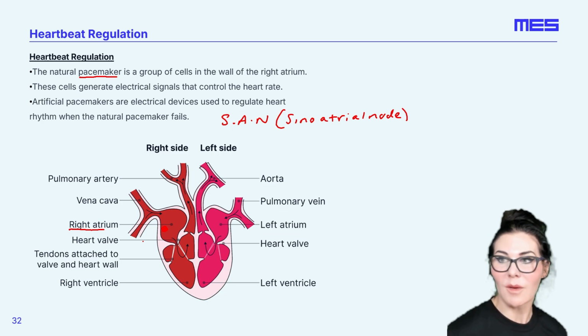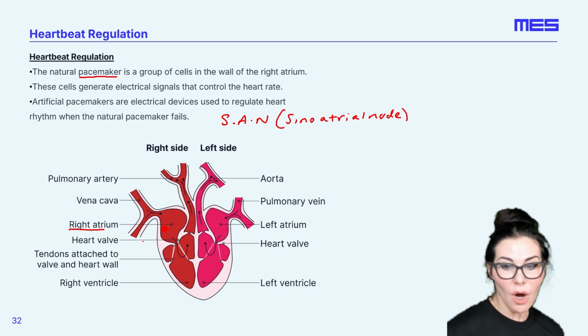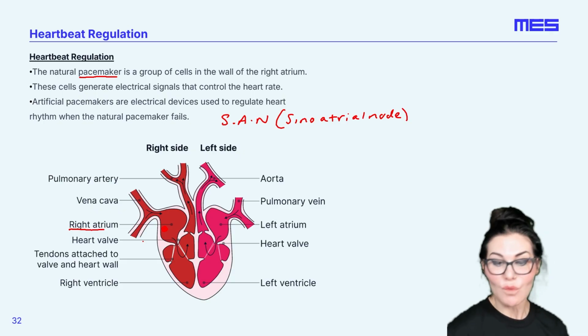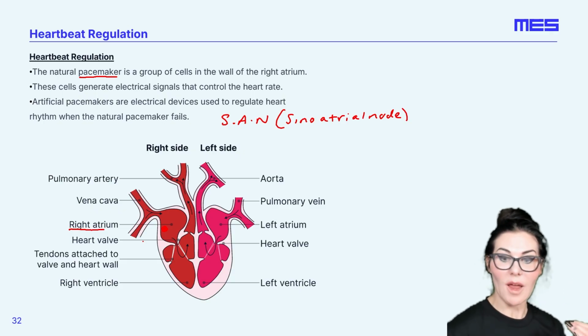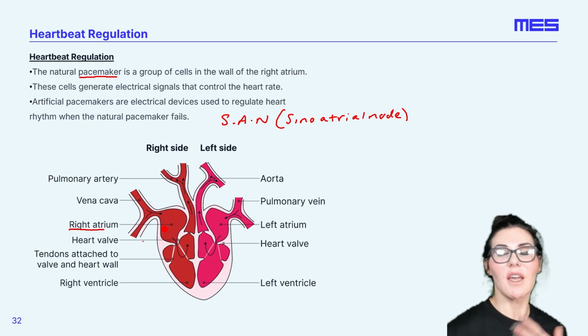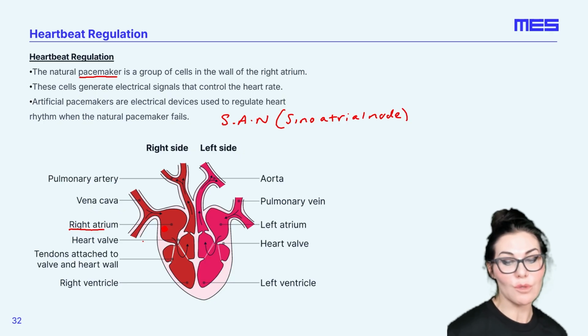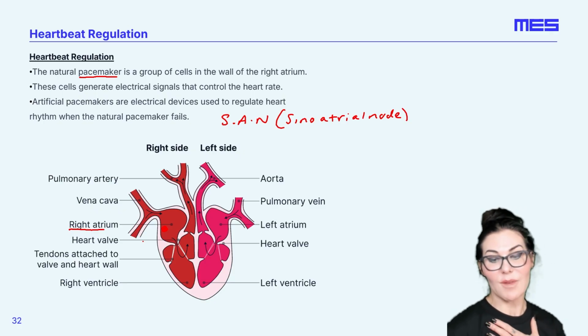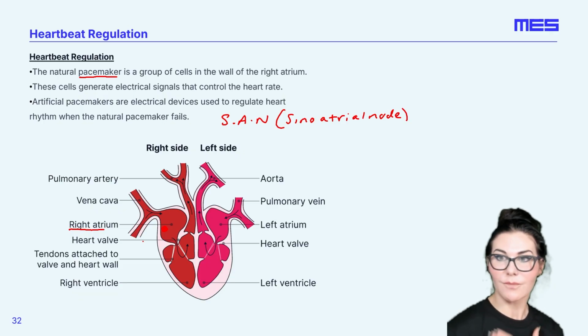Sometimes people's natural pacemakers go wrong. There's a fault in them, and they end up with an irregular heartbeat, too fast, too slow, or one that's just all over the place. And if that happens, then people have to have an artificial pacemaker put into their heart or put onto their chest in order to put the rhythm back to what it should be. Otherwise, it can actually be detrimental to survival.